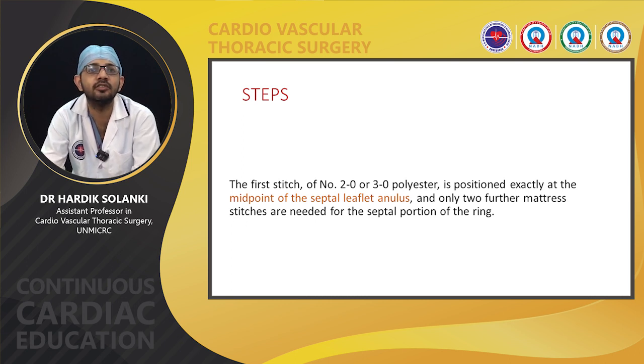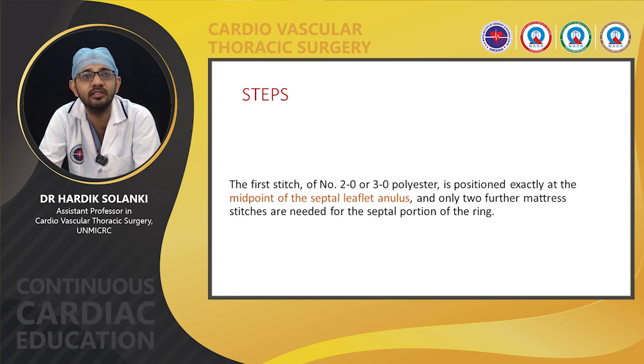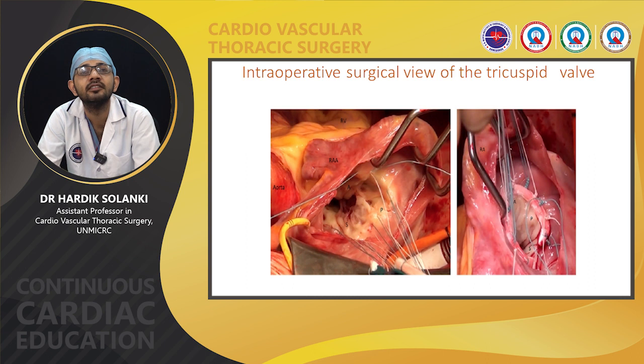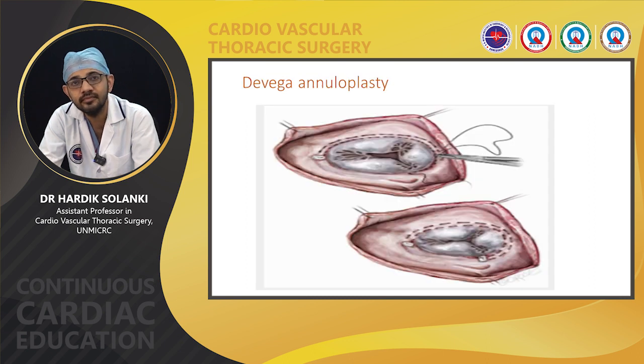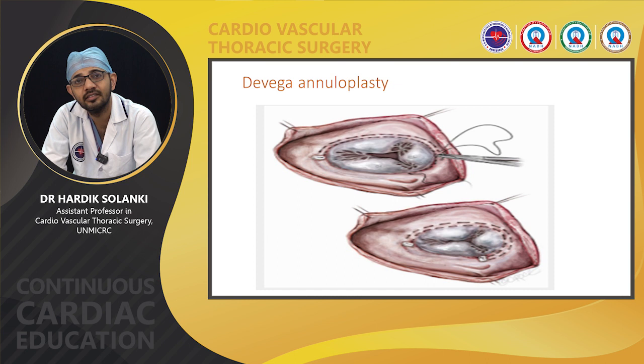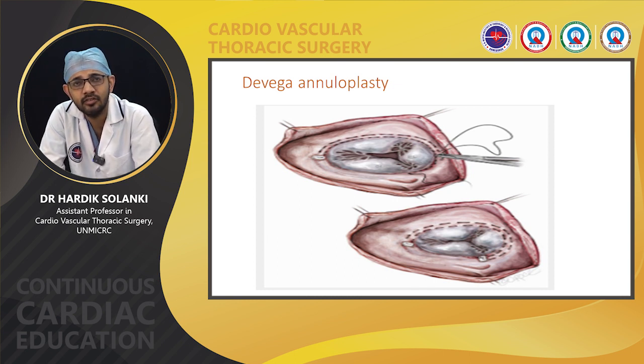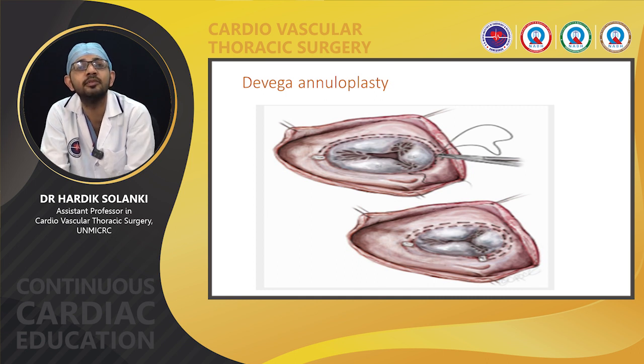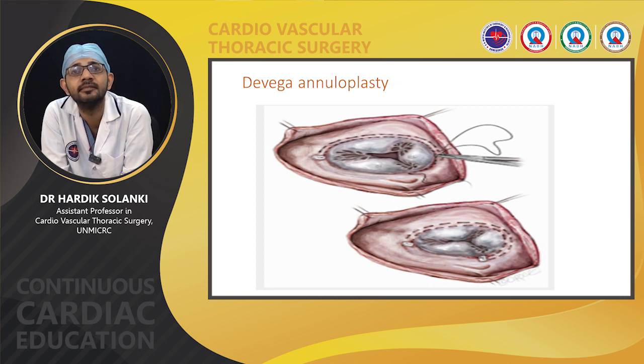The first stitch of number 20 or 30 is positioned exactly at the midpoint of the septal leaflet annulus, and only 2 further mattress stitches are needed for the septal portion of the ring. This is the surgical view of the tricuspid valve, the De Vega TV annuloplasty, in which the posterior septal and anterior septal leaflet commissures are identified and the annuloplasty is done in this manner.